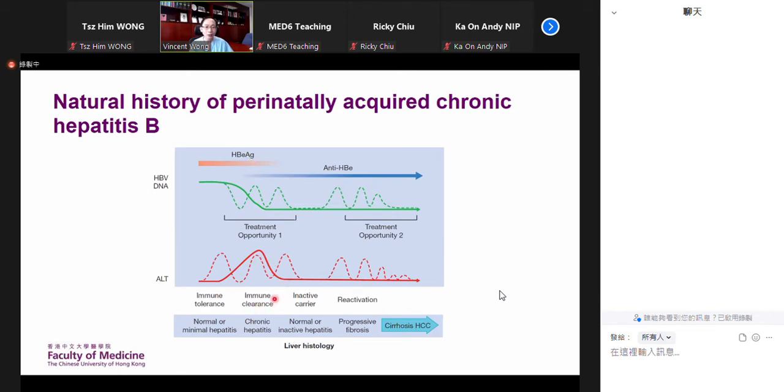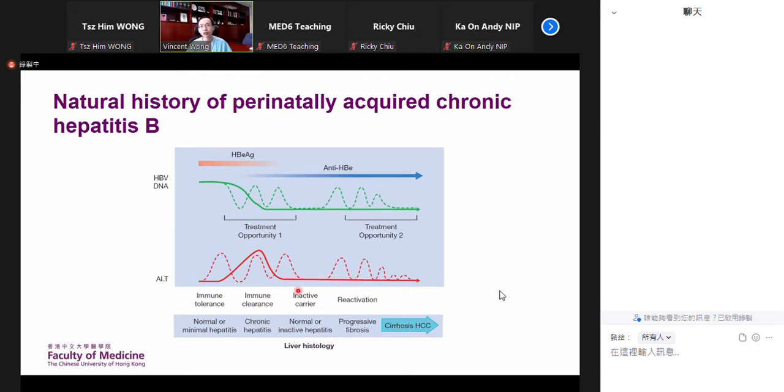Now, there is a lot of variability, but typically between the age of 20 to 40 years, the patient would enter into the immune clearance phase. Now the immune system is mature enough to recognize that HBV is foreign, and therefore it would try to clear the virus. So there would be fluctuating HBV DNA level, fluctuating ALT level because of the inflammation when the body's immune system is fighting against the virus.